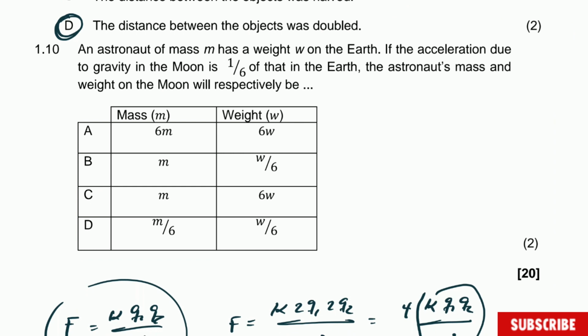Now question 1.10: an astronaut of mass m has a weight W on the Earth. If the acceleration due to gravity on the moon is 1/6 of that on the Earth, the astronaut's mass and weight on the moon will respectively be, and they give you different options.